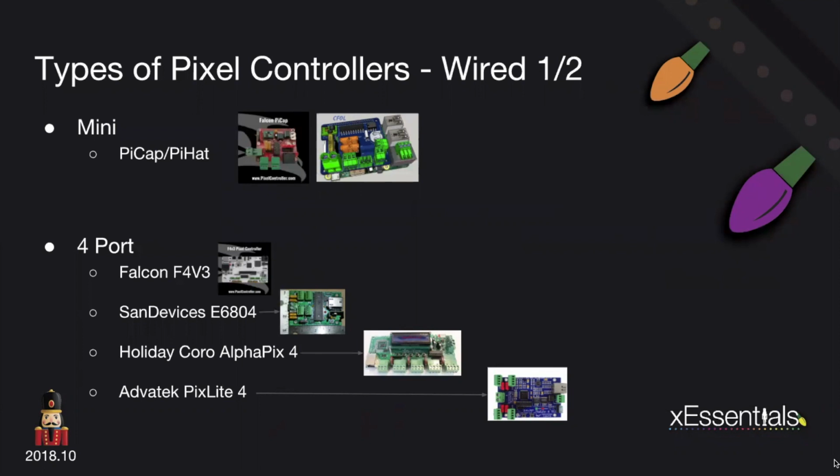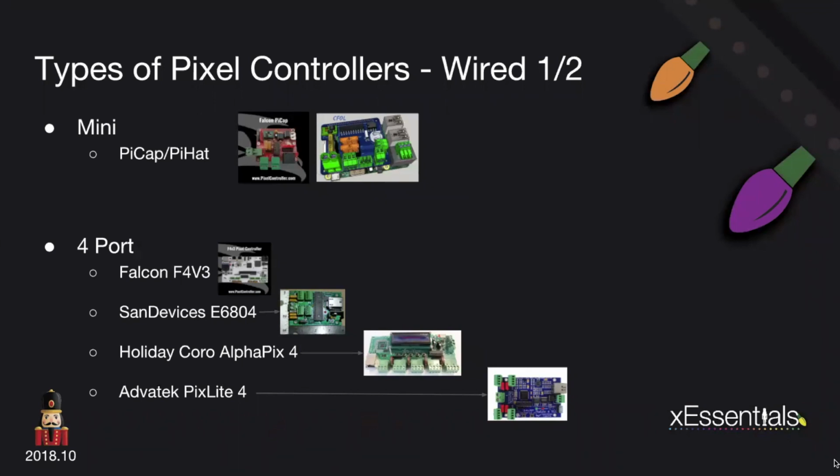Moving on to the next category, which is 4-port controllers. This is the next step up. These are generally all E131 in. They have 4 pixel outputs, and I think all of these have a DMX port on them as well. Actually, one of them does not have a built-in one, but you can do a soft configuration and change the behavior of one of the ports.